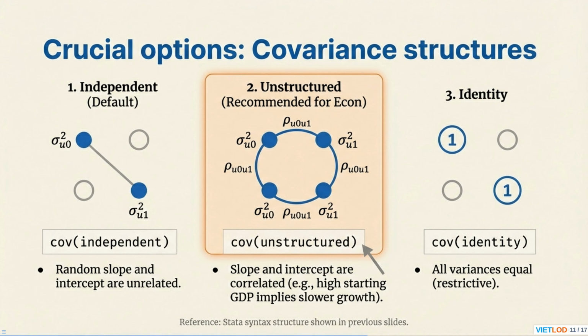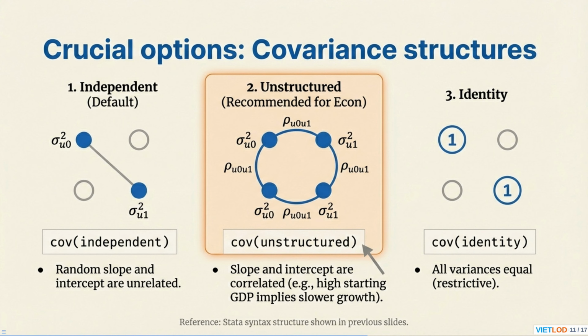When specifying random effects in a linear mixed model, a crucial decision involves choosing the covariance structure for these effects. We have three main options. First, the independent structure is often the default, but it assumes that your random slope and random intercept are completely unrelated. This is a strong assumption and may not always hold true in economic contexts. Second, and generally recommended for economics, is the unstructured covariance. This option is far more flexible. It allows the random slope and intercept to be correlated, which is often a more realistic scenario.